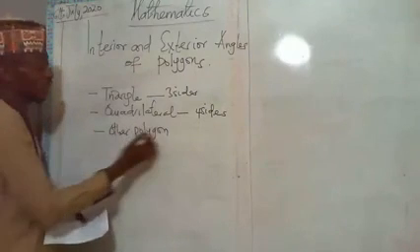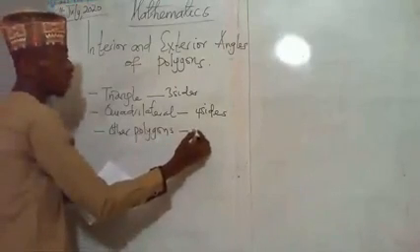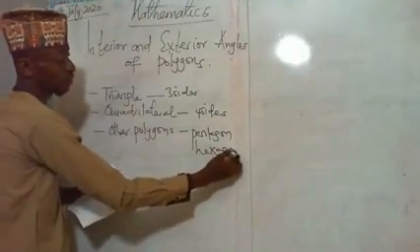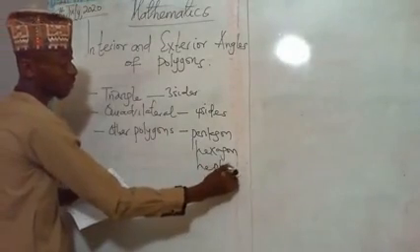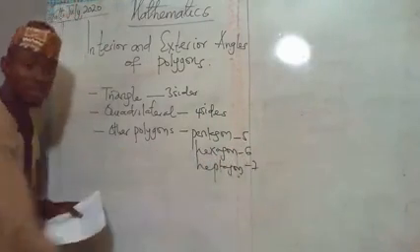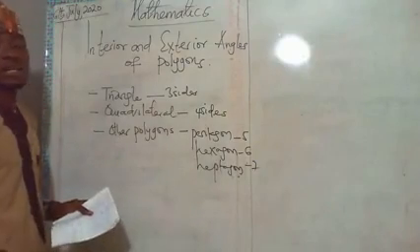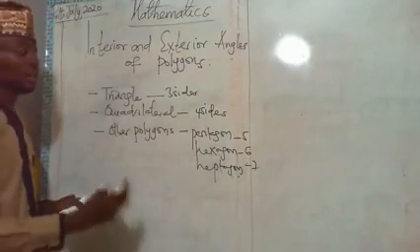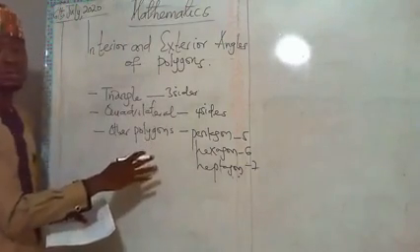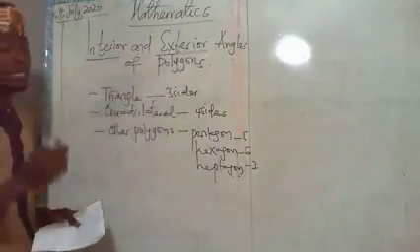Other polygons that we have are pentagon, hexagon, heptagon. This is 5 sides, 6 sides, 7 sides. And we also have octagon, nonagon, decagon, and the likes. But this is not where we are going today. We want to go to the interior and exterior angles in them.